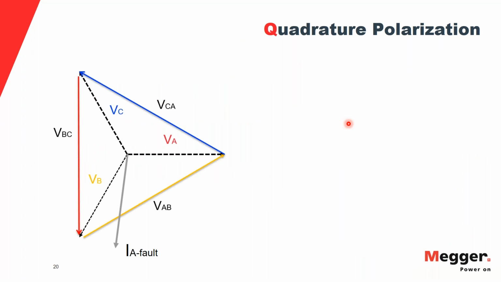Now let's take a look at quadrature polarization. The idea of quadrature polarization is decided from your phase triangle relationship. So you have your phase triangle, which I've plotted here. I have my voltage phase A, voltage phase B, voltage phase C, and then the phase-to-phase voltages or line-to-line voltages. So this is my plot. What quadrature polarization tells me is that if I have an A phase fault, I'm going to have the BC line-to-line voltage as my reference, because the BC voltage is not affected by an A phase fault, right?